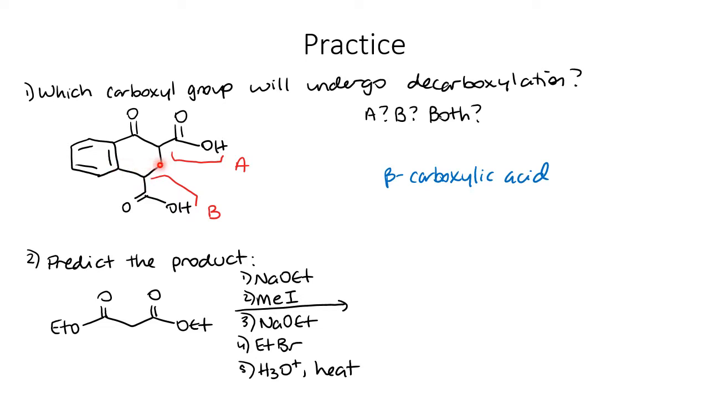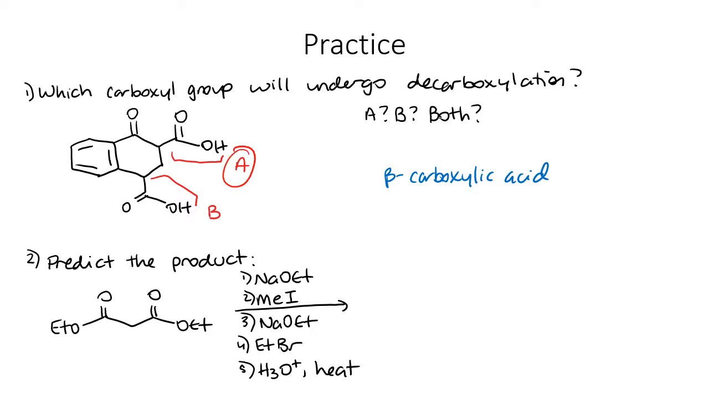Now, none of the beta carbons contain any carbonyls, so B is not capable of achieving that 6-membered transition state. As a result, B cannot undergo decarboxylation. So if we were to treat this molecule with heat, we would only lose group A. Group B would stay as a carboxylic acid.